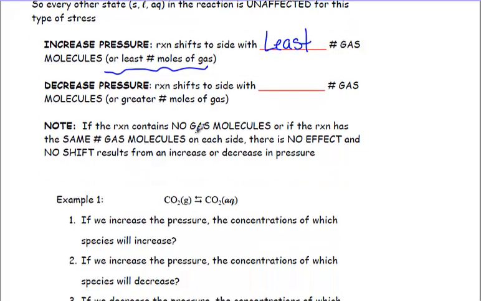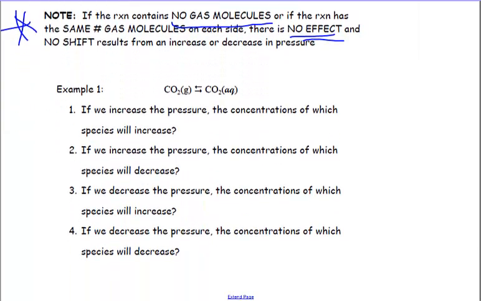Decrease in pressure, the reaction will shift to the side with more gas molecules, okay, or the greatest, I should say. So you could put that greatest number of gas molecules, greater number of moles. So note, if the reaction contains no gas molecules, none, or if the reaction has the same number of gas molecules on each side, there is no effect. Please remember this. So no shift results from an increase or decrease in pressure. Nothing will happen.